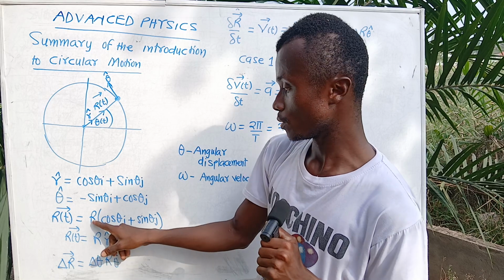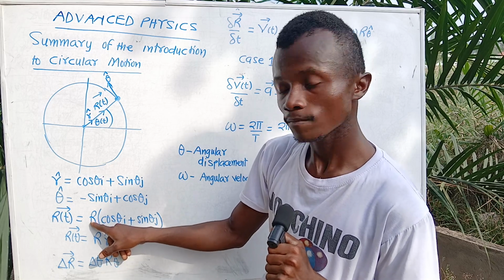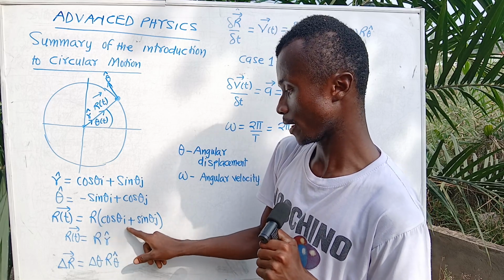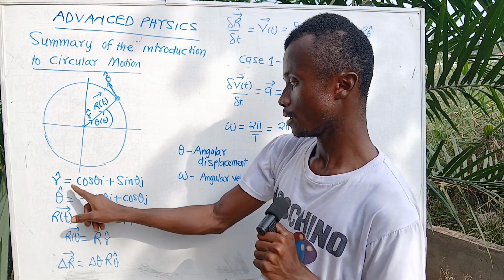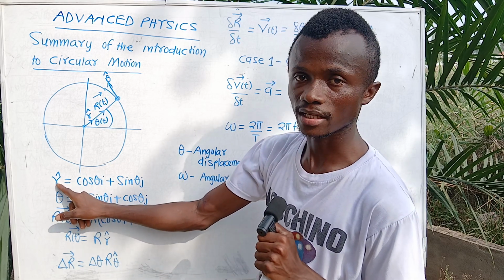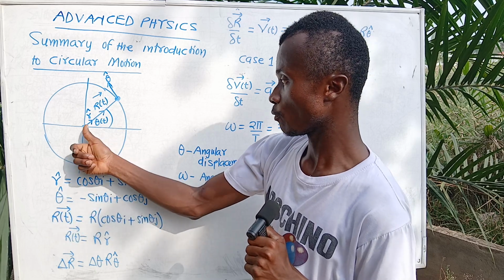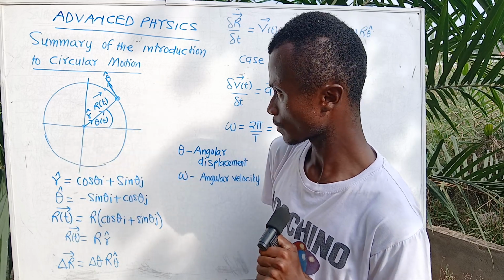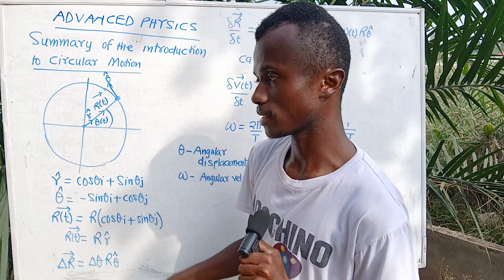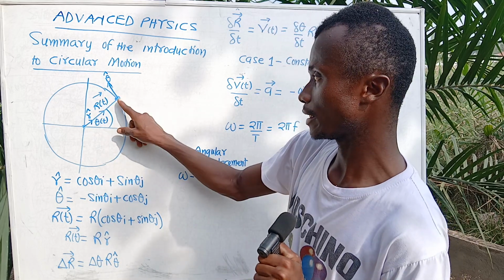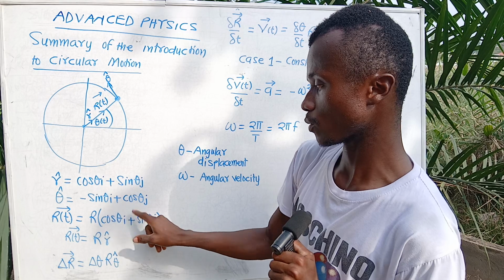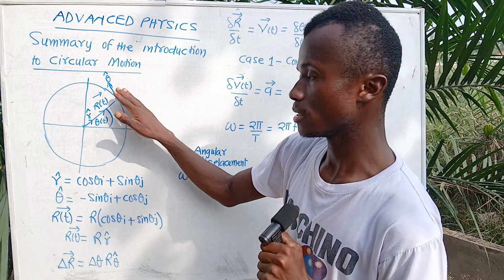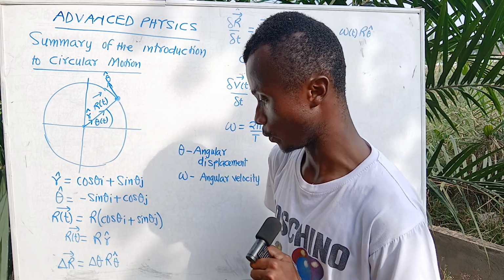It has a magnitude r and the direction cos theta i plus sin theta j, where cos theta i plus sin theta j is the direction of the unit vector r roof, and r roof is also radially out. We define another unit vector theta roof tangential to the circular trajectory, and that is negative sin theta i plus cos theta j. All these derivations are in the previous video.